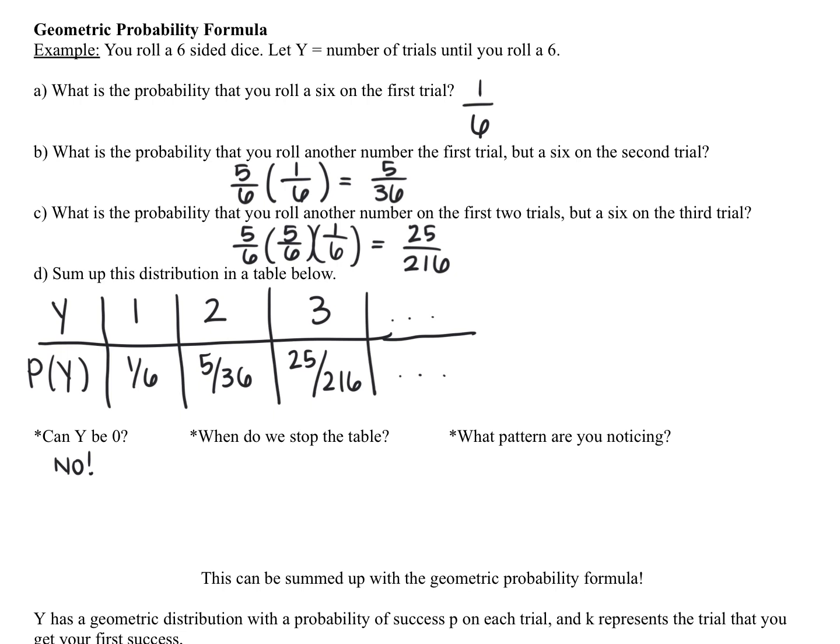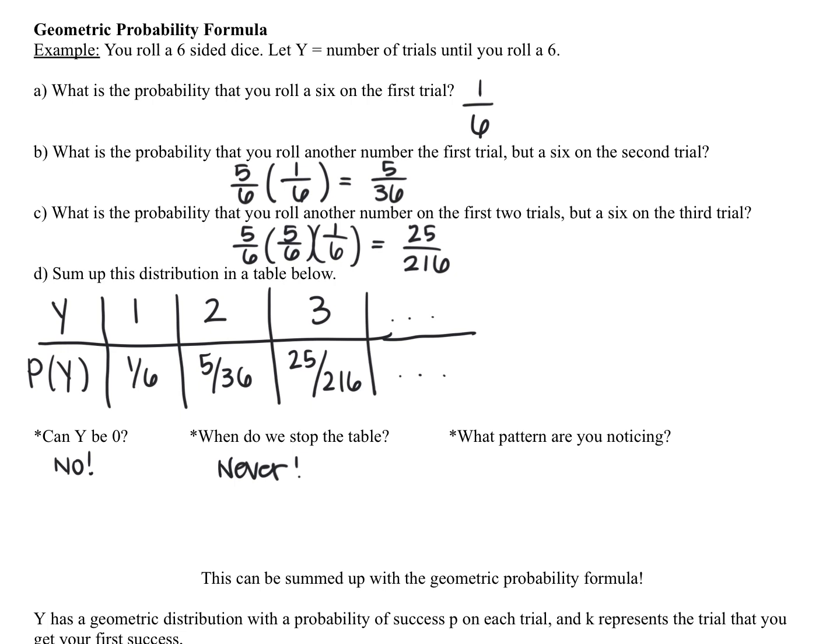The second thing is, when do we stop the table? With a binomial distribution, you had a specific number of trials you were looking at, so you had a specific number of x's. With y's, because you could technically keep going, you don't stop the table. The table can technically go on forever, so there's no end to a table. So we don't create tables for a geometric distribution because it would go on forever.